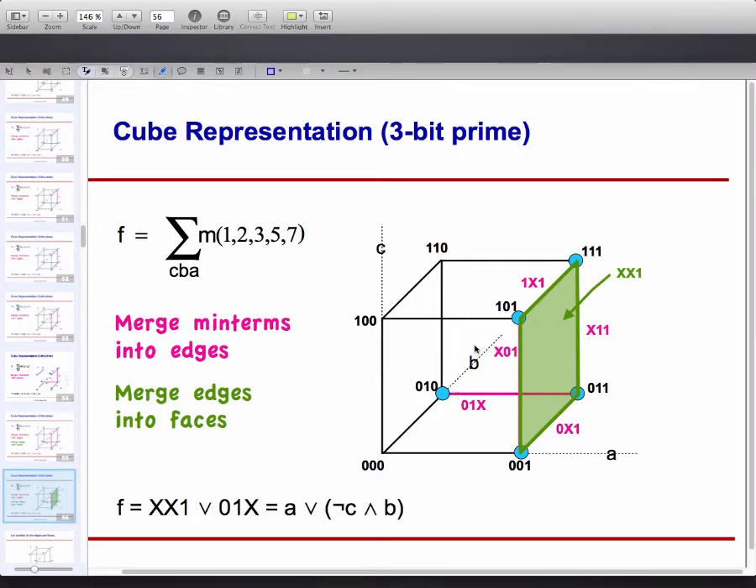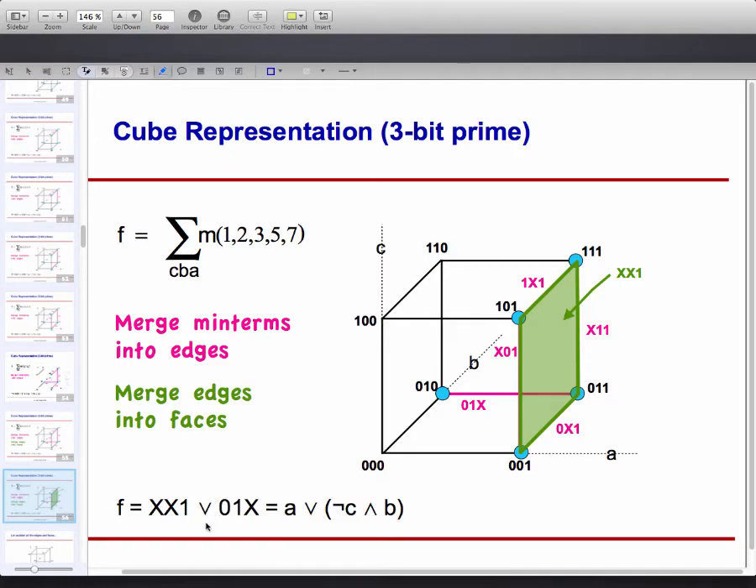The face covers these 4 vertices, and this edge 01x covers these 2 vertices, and this vertex at the back right, 011, is being covered both by the edge and by the face. That's fine. All that means is both the AND gates are going to output a 1, and that's fine with us. So our function now becomes this face ORed with this edge, and that's what we see out here. It's xx1, which is our face, and 01x, which is this edge at the bottom back.